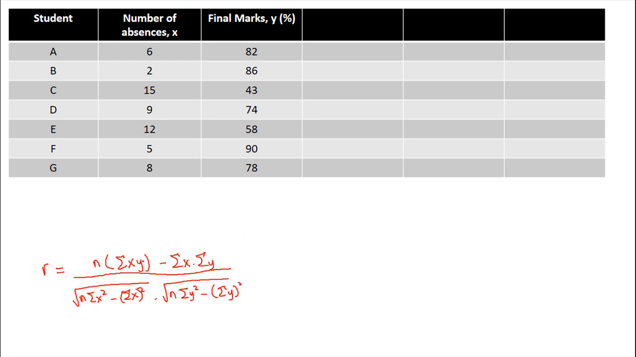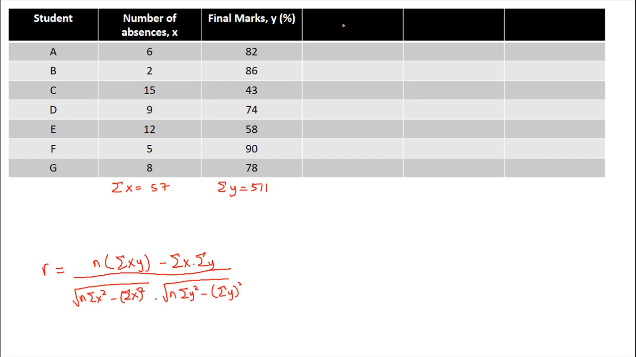And what we need now is the sum of x, the sum of y, the sum of xy, the sum of x square, and the sum of y square. So from this we can get the sum of x. You just have to total up all the values for this column, and the sum of x is 57. 6 plus 2 plus 15 plus 9 plus 12 plus 5 plus 8. And from this column we can get the sum of y. So 82 plus 86 plus 43 plus 74 plus 58 plus 90 and plus 78, and the answer is 511.